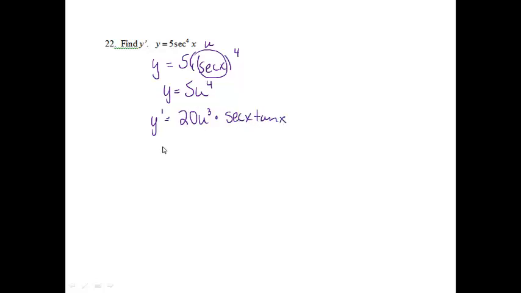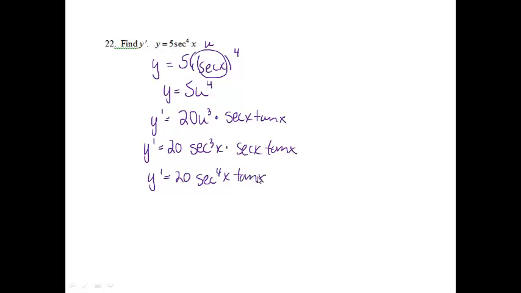All right, now we just need to rewrite what we have here. We're going to have 20u to the third would be secant to the third x times secant x tangent x. And now we can put the secants together, so I will have 20 secant to the fourth x tangent x, and that would be my answer.